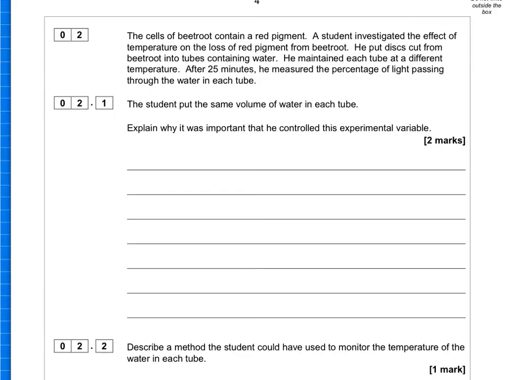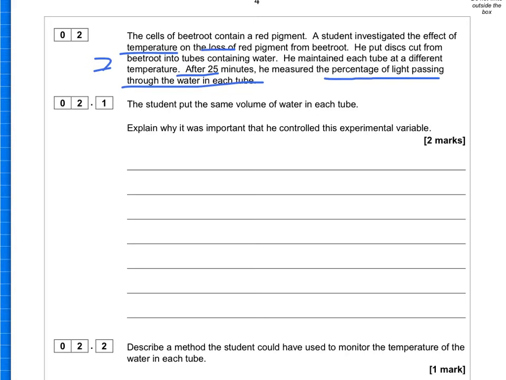So question 2, and it says the cells of beetroot contain a red pigment, and they investigated the effect of temperature on the loss of red pigment from beetroot. So they put the discs into tubes containing water, and they maintained each tube at a different temperature. Then after 25 minutes they measured the percentage of light passing through the water in each tube.